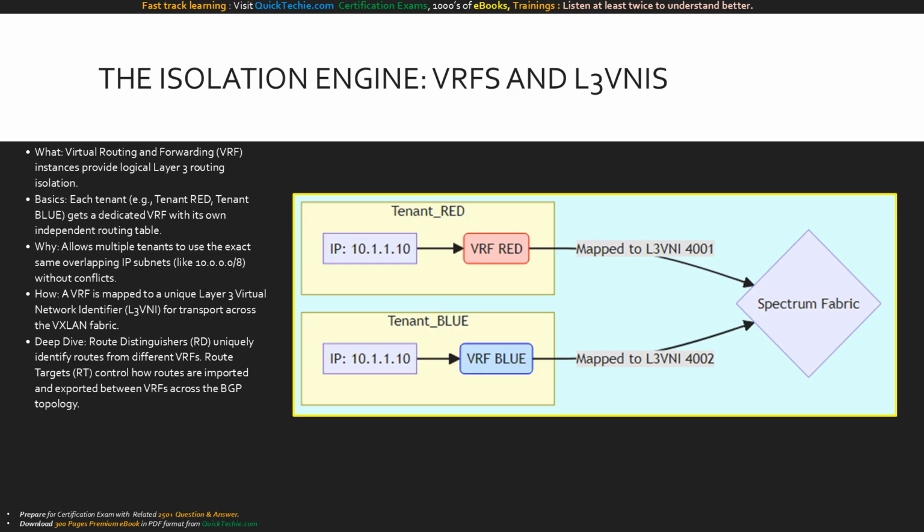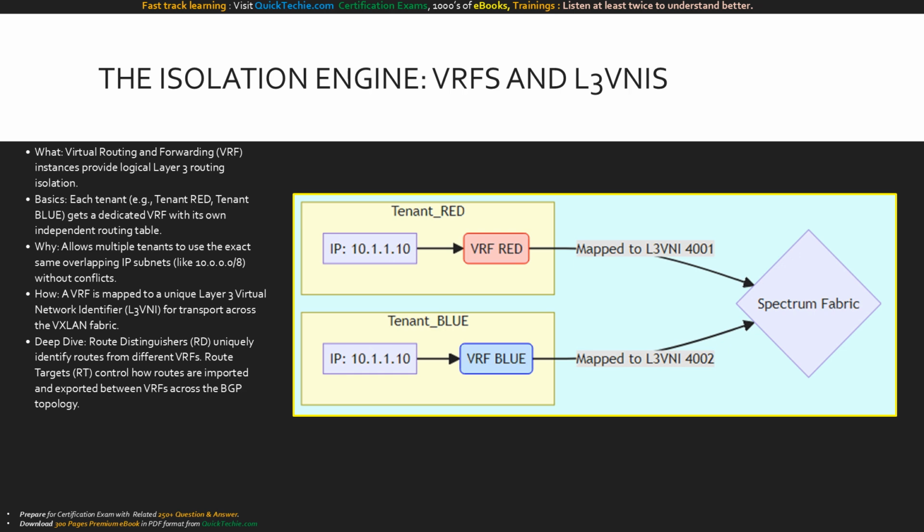How do we move this isolated traffic across the network? We map each VRF to a layer 3 VNI. For our deep dive, you must understand route distinguishers and route targets. Because overlapping IPs look identical, BGP appends a route distinguisher to make them mathematically unique. Route targets then dictate which switches are allowed to import or export these specific tenant routes, enforcing strict security boundaries.